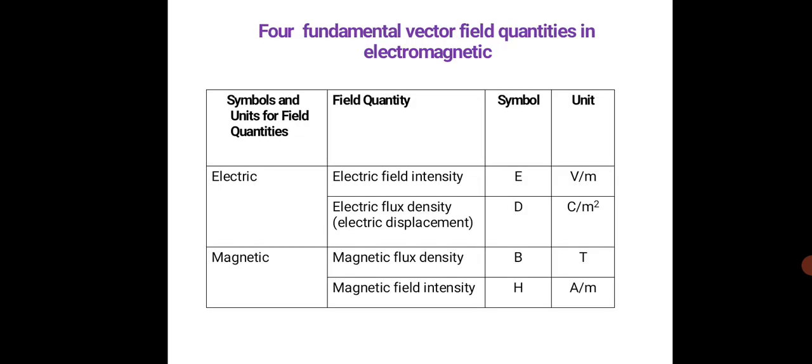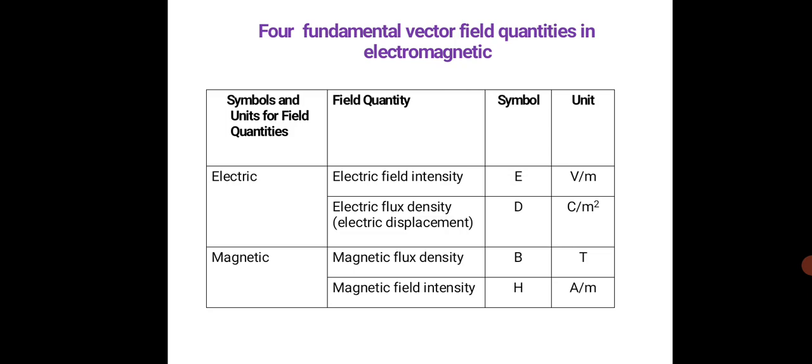Coming to the various field quantities used in electromagnetics, in the further chapters we are going to see electrostatics, magnetostatics, as well as time-varying fields. For the electric field or electrostatics, the field quantities we are going to mostly concentrate on are the electric field intensity and electric flux density, denoted by the symbols E and D respectively, measured in volt per meter and coulomb per meter square respectively.